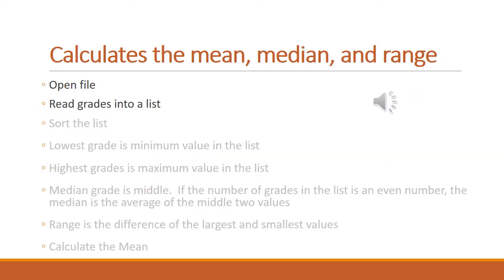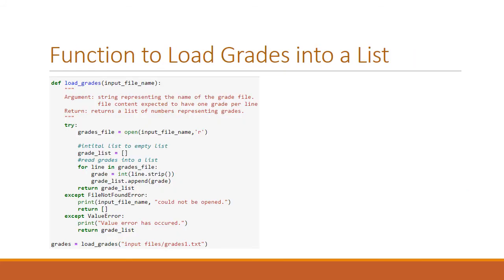Let's begin by writing a function that loads the grades from an input file into a list. So our argument will be the name of the input file that represents a list of grades, and our output of this function will be a list that's comprised of integers representing grades. So our function to load our grades from a text file into a list is called loadGrades.